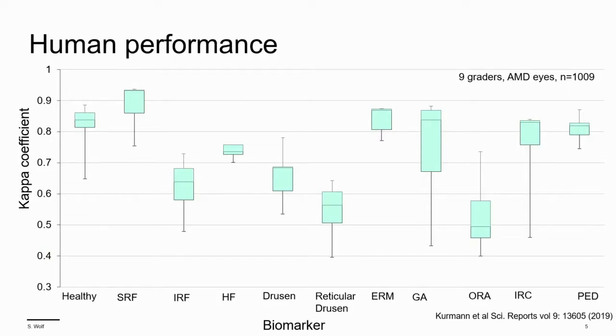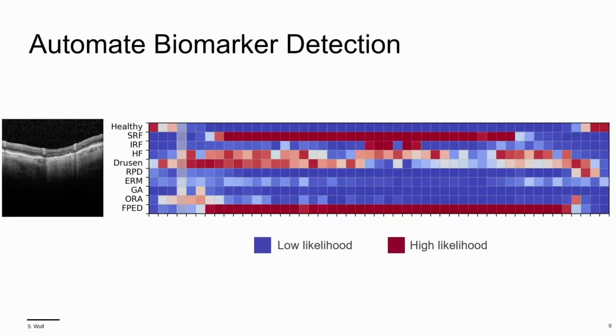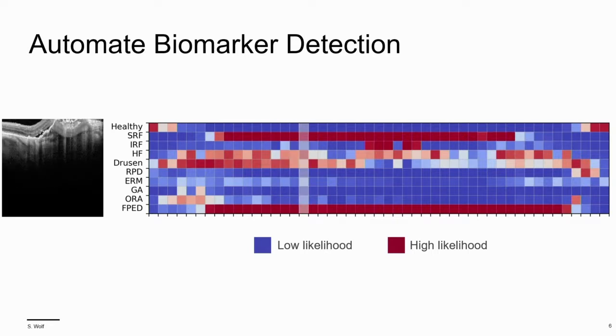As a first step, we identified how well a human grader could identify these parameters. In this slide, the human performance is shown. On the x-axis, you see the different biomarkers. On the y-axis, you see the kappa values, the concordance of the different graders. You see biomarkers which were very nicely identified by human graders, and others have less concordance. We then trained a neural network with annotated images and looked at these biomarkers. And this is a representation of the output of this neural network.